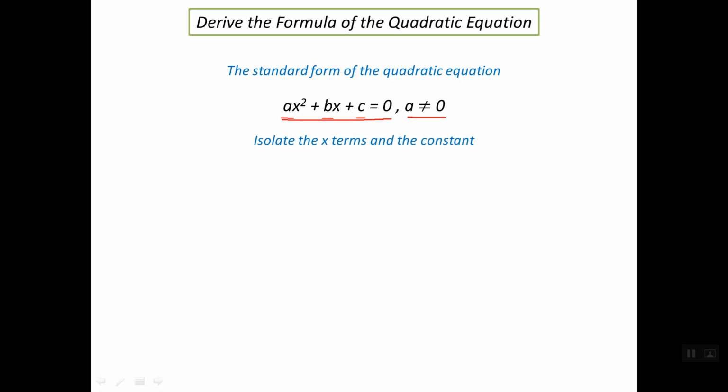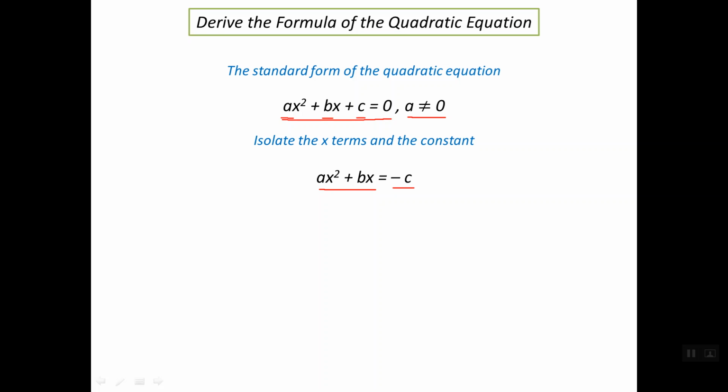First we need to isolate all of the x terms on one side and the constant on the other side. So simply we can add minus c to both sides of this equation. At the left side we have ax squared plus bx, and at the right side we have minus c.